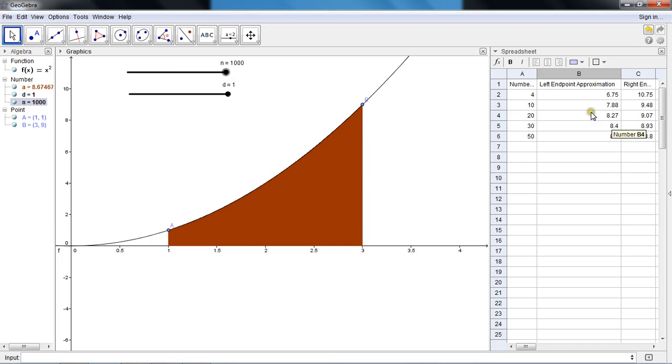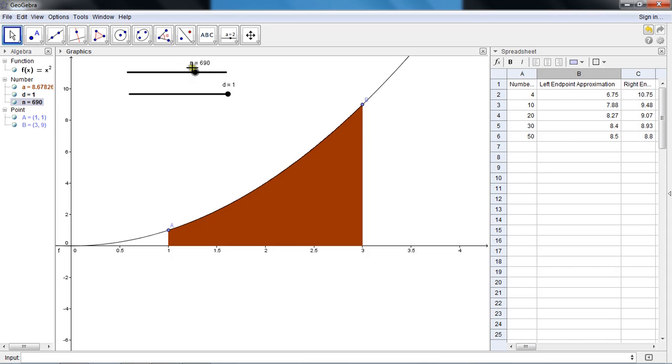Really what's going on is you could think of this as an application of squeeze theorem. My left endpoint approximations are getting bigger and bigger, so those are lower bounds on the actual value of the area. And my right endpoint approximations are getting smaller and smaller, and so that's going to be an upper bound. And these two numbers are going to squeeze together as my n values get bigger and bigger.